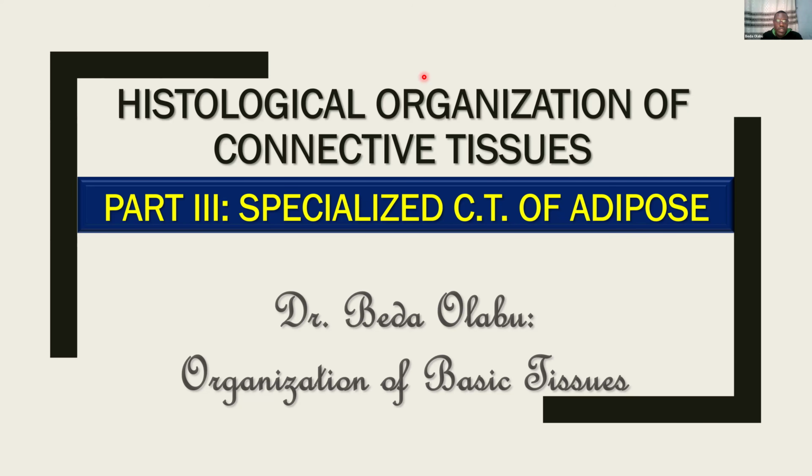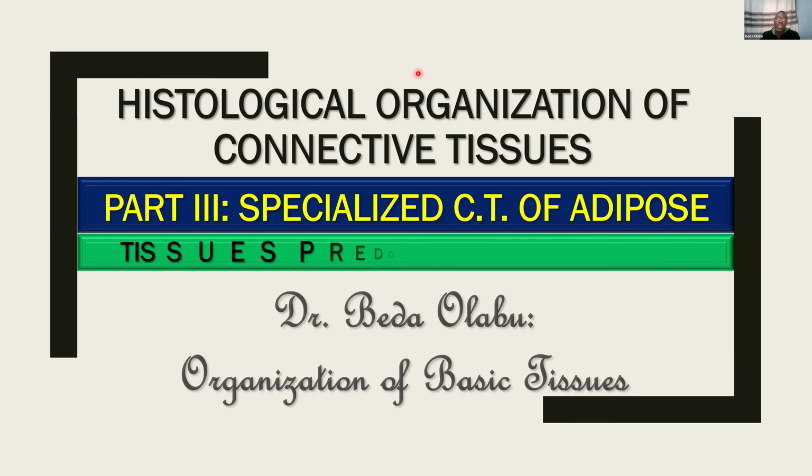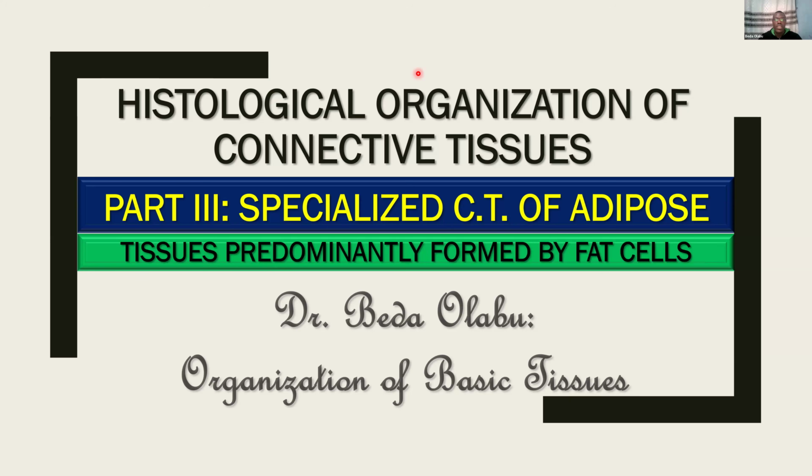Welcome to this third class on connective tissue biology. We're doing a series of histologic organization of connective tissue. And in this particular third session, we're going to look at organization and functions of adipose connective tissue. One unique thing about adipose connective tissue is that these are tissues which are predominantly formed by fat cells, and we're going to see how they look.